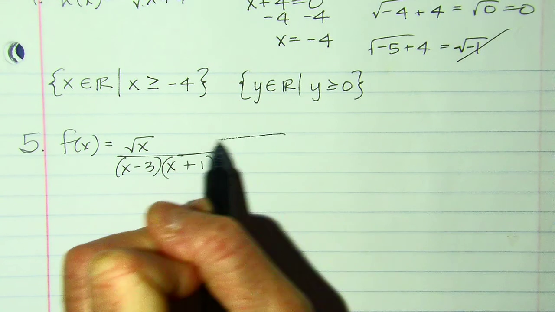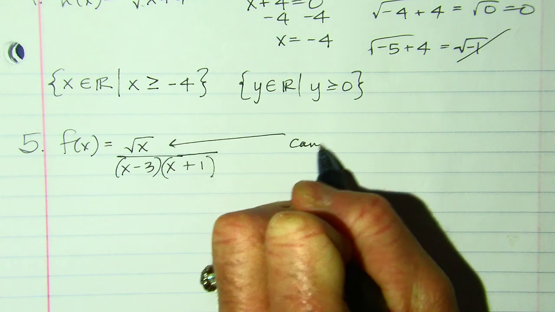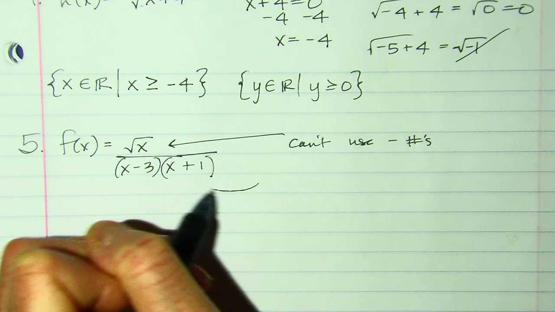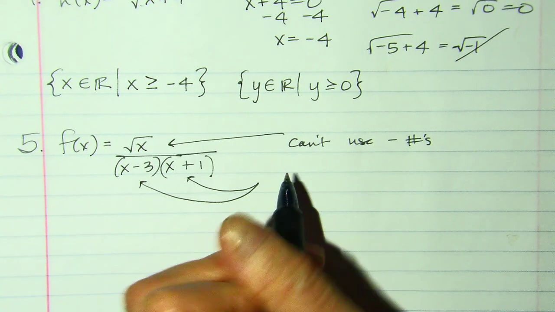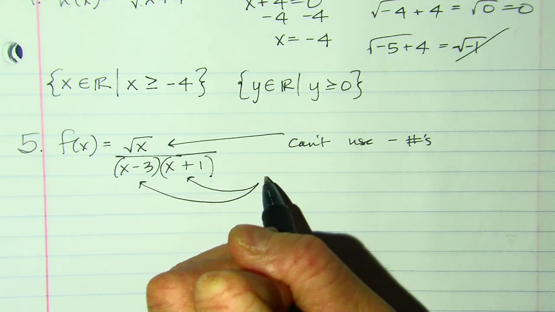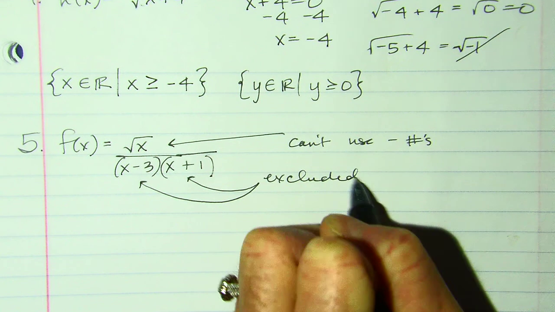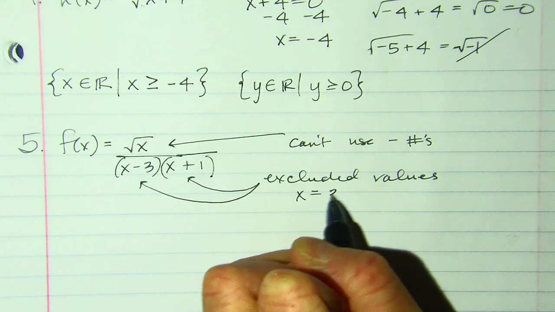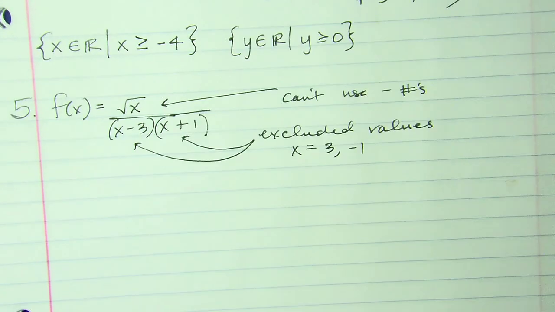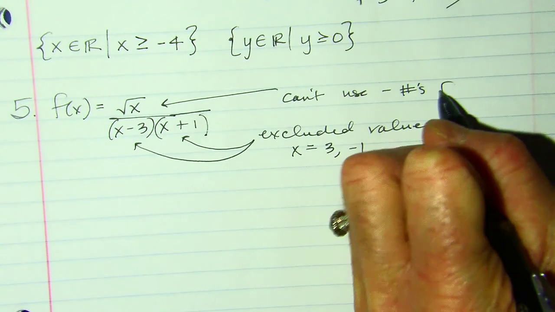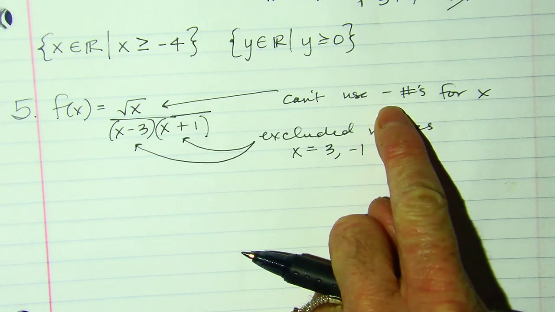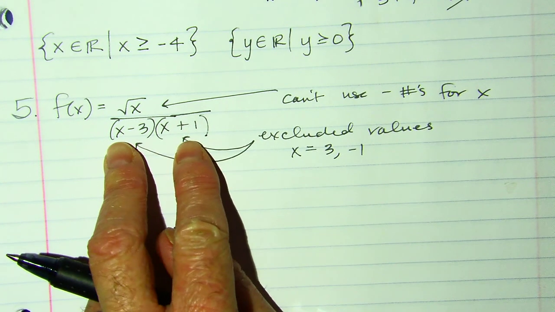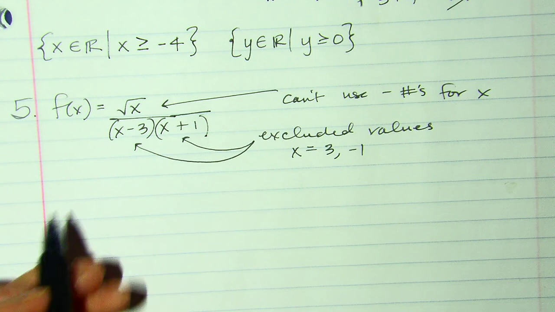Okay, this right here would limit that I can't use negative numbers. And my denominator would give me my excluded values. Right? And what two numbers would produce 0? My excluded values would be 3 and negative 1. So I have to state that in my domain. I have to state this limit, right? X can't be negative. And then I have to state that x can't equal these two because that would produce 0 in the denominator. So I have two things going on here, or actually 3.